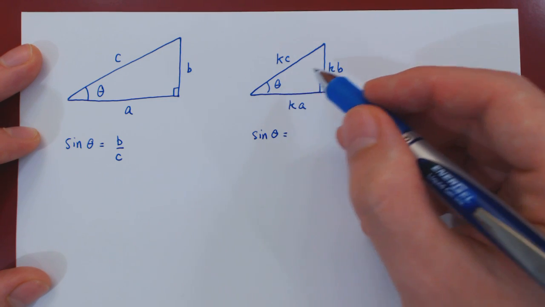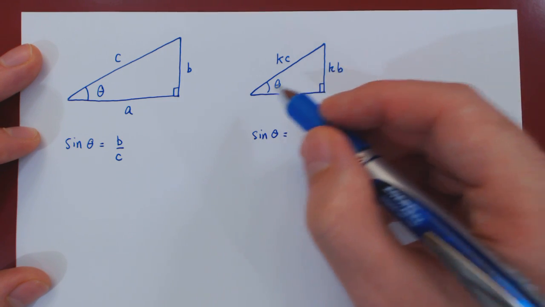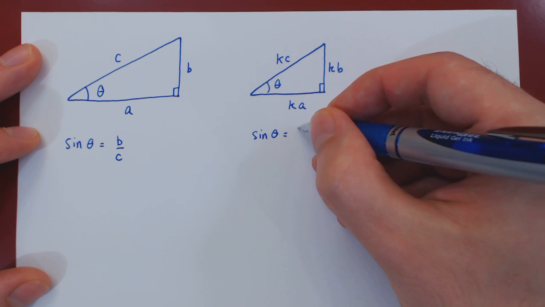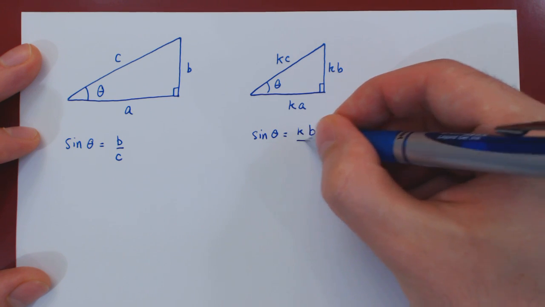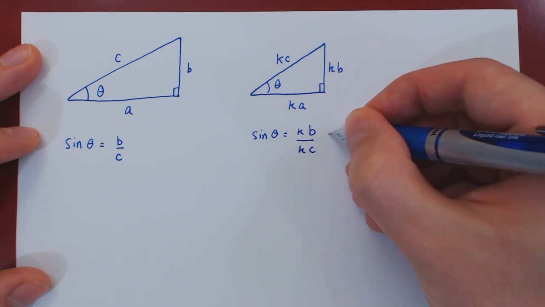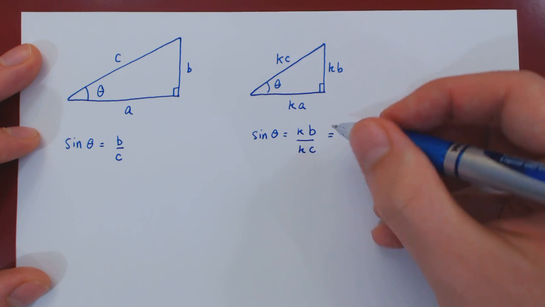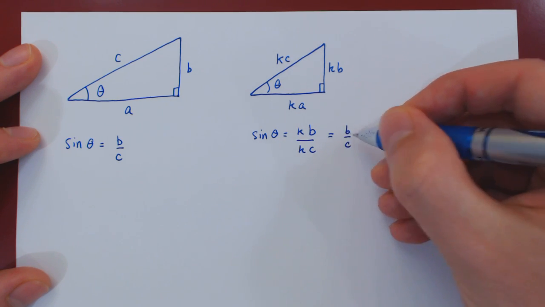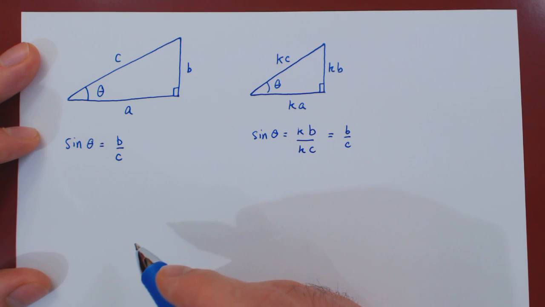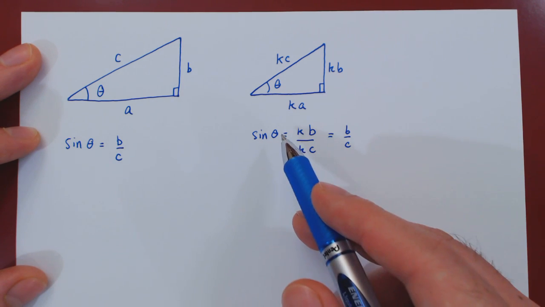And so let's see if sine of theta is preserved. Sine is, by definition again, the opposite side over the hypotenuse. So it is kb over kc. The k's of course cancel, and we are left with b over c, just as in the original triangle. So why am I mentioning this?